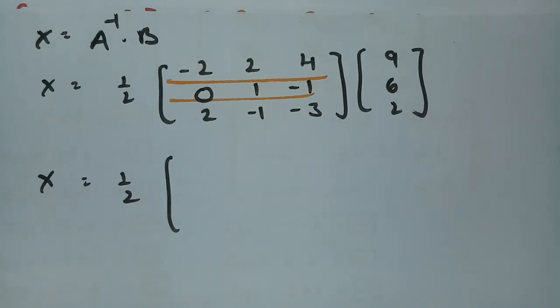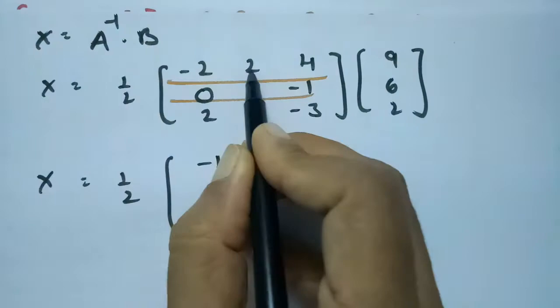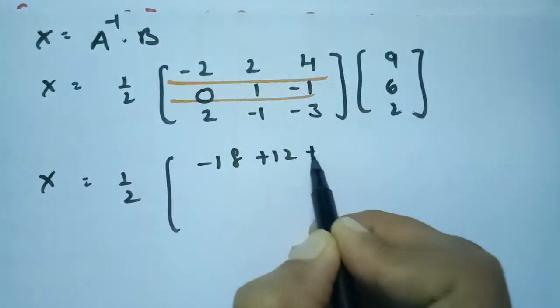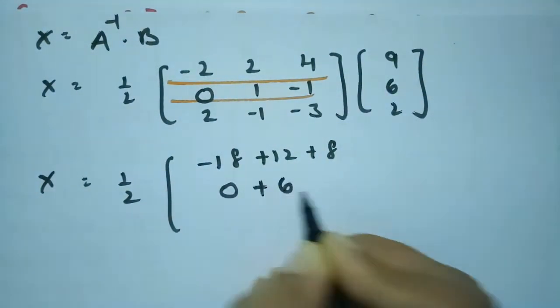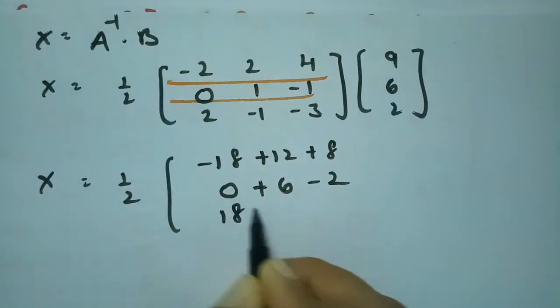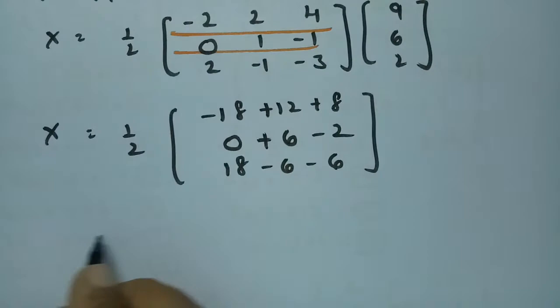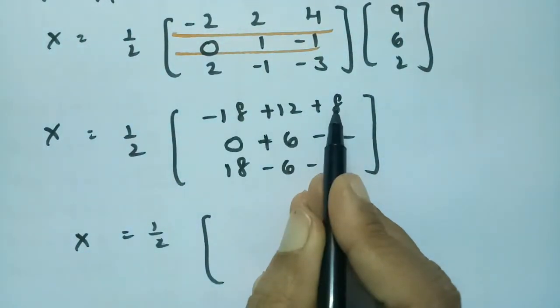So here this will be minus 2 into 9 is minus 18, and 2 into 6 is 12, and 4 into 2 is 8. So this value is 0, this value is 6, and this value is minus 2. If I multiply, this is 18, this is minus 6 and this is minus 6. So here x value is equal to half times of 20.